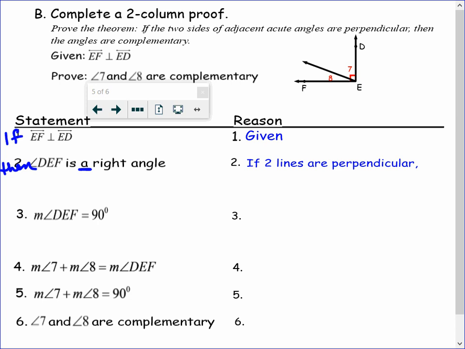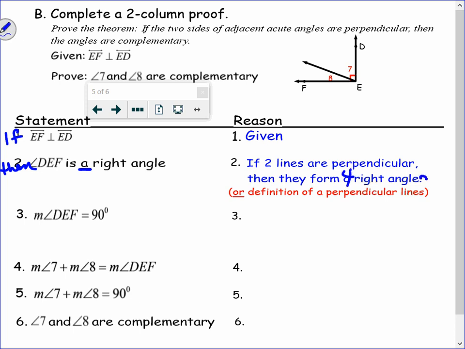If two lines are perpendicular, because that's what we have, we have 2 lines that were perpendicular, then they form a right angle. And if you choose a right angle, then you can write definition of perpendicular lines. But if you were someone who chose 4 right angles, you cannot say it's a definition. In this case, it really doesn't matter which one you use.